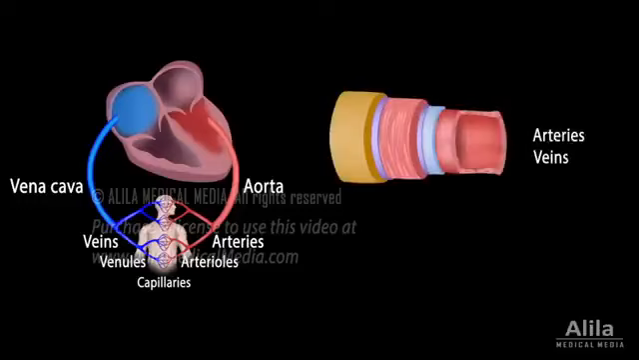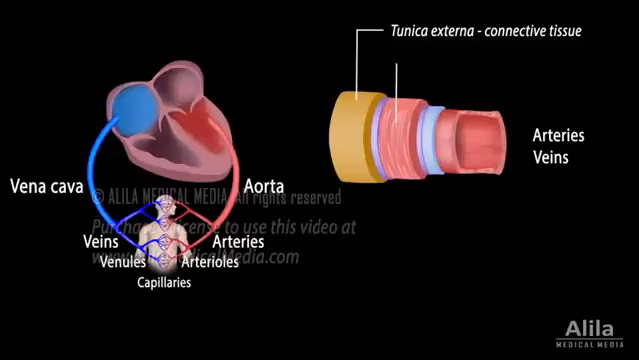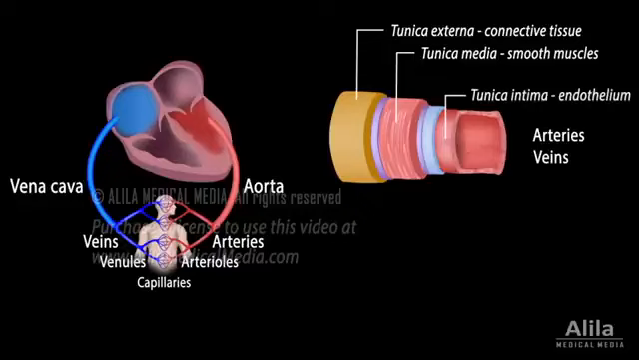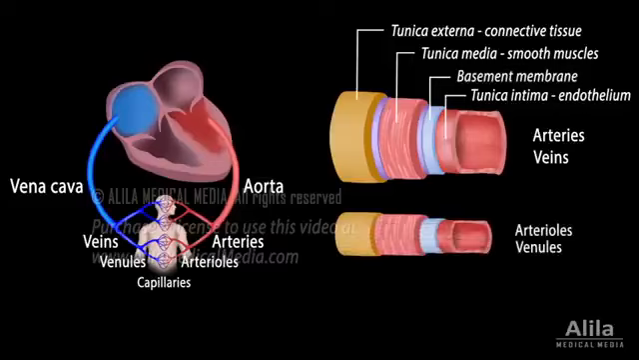Their walls consist of 3 layers. An outer layer of loose connective tissue serves to anchor the vessels to the surroundings. A middle layer of mostly smooth muscles allows the vessels to constrict or dilate, regulating blood flow. And an inner layer consists of thin squamous endothelium, separated from outer layers by a basement membrane. In general, larger vessels have more connective tissue and smooth muscle. In addition, arteries have more muscles than veins because they carry blood away from the heart and must withstand higher pressures generated by the beating of the heart.